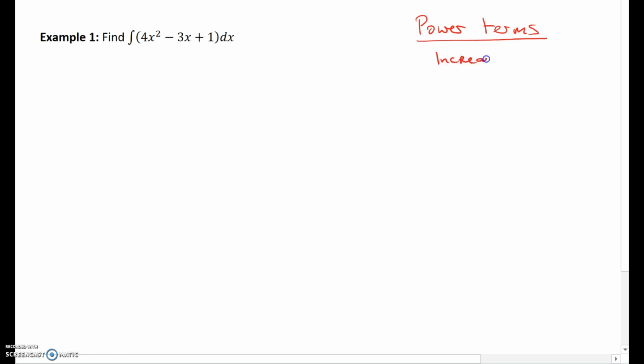Hello, and this is the first integration example that we're going to look at. We're going to integrate an expression of power terms. So the rule that we're going to use for power terms is, integrating power terms, we increase the power by 1 and we're going to divide by the new power.